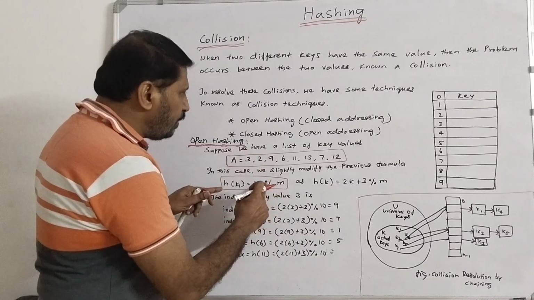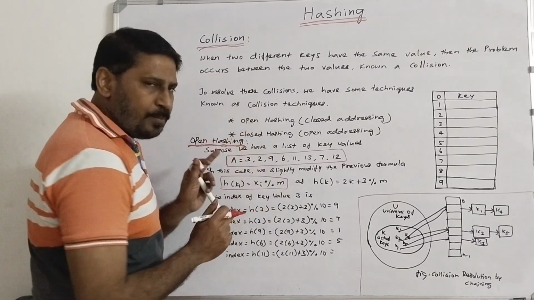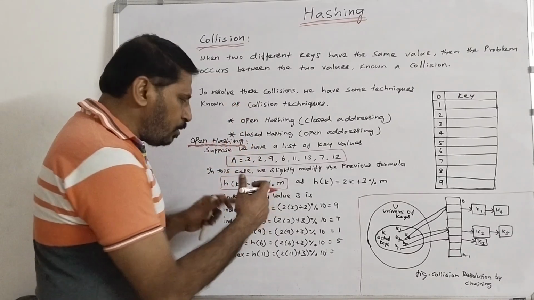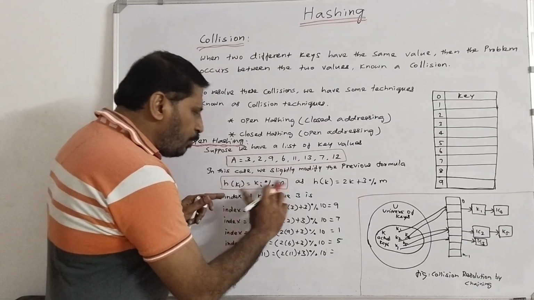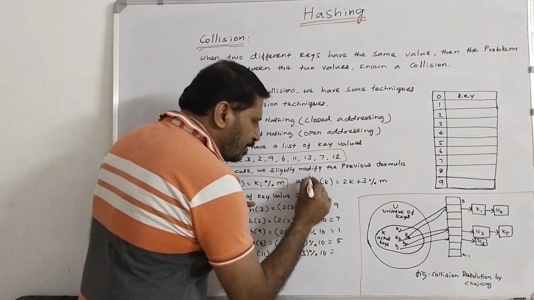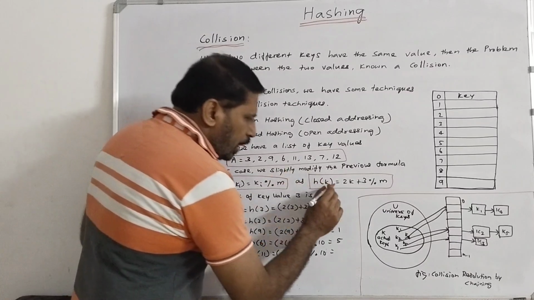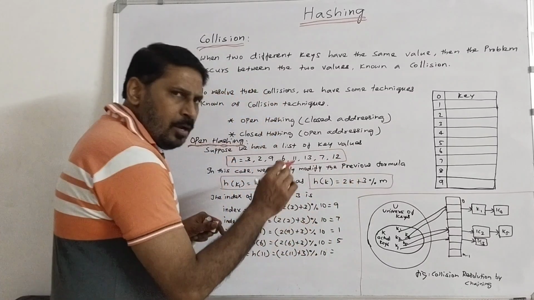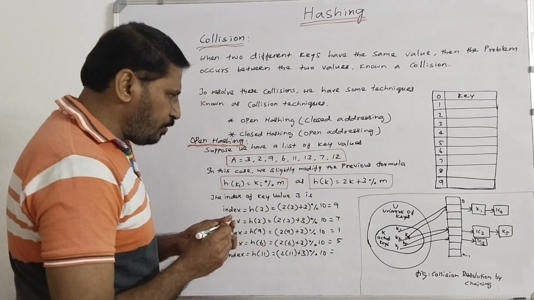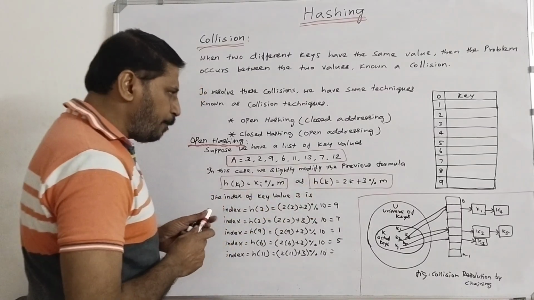When we are using the same formula here under the collision problem, when we overcome the collision problem, we slightly modify this formula as this. That is h of k equal to 2k plus 3 modulo m. So this is the formula we are going to follow here.